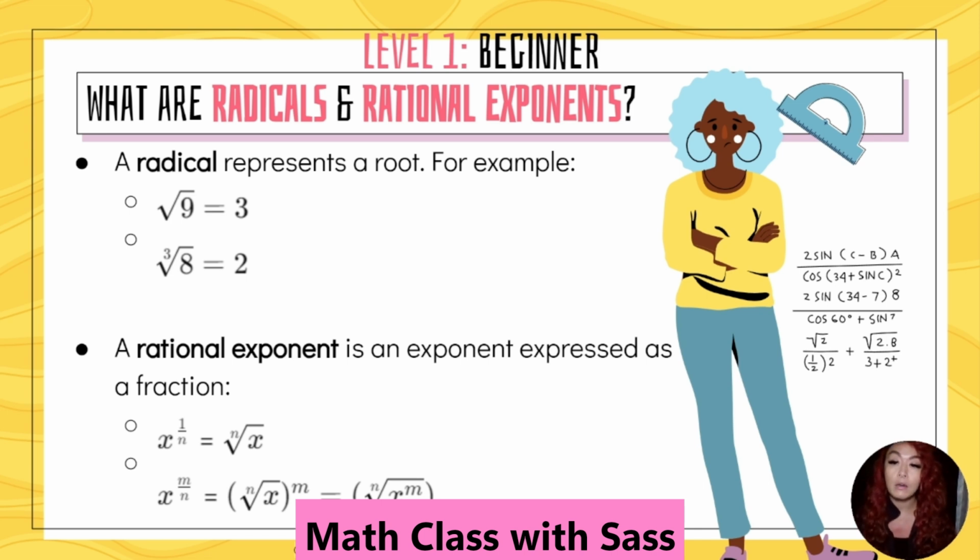So for example, here, I give you two examples of radicals. We have the square root of 9, which is 3, and the cubed root of 8, which is 2. And I give you two examples of rational exponents, and they're more like rules. So x to the 1 over n, we can rewrite that as the nth root of x. And x to the m over n, we can rewrite that as the nth root of x to the mth power.